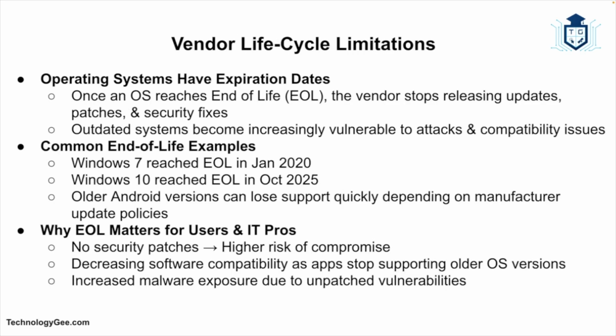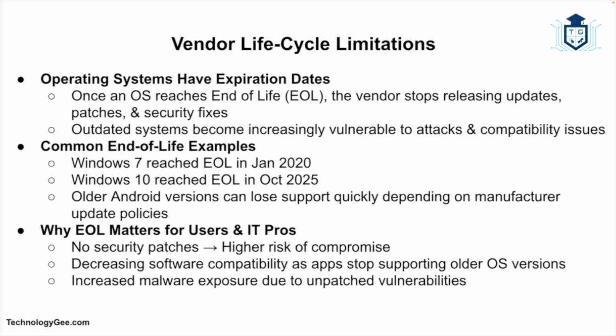All right, so let's go ahead and talk about vendor lifecycle limitations. So not all operating systems are immortal. In fact, most of them come with an expiration date. So when an operating system reaches EOL, or end of life, the vendor stops providing updates, which makes the system vulnerable to security risks. So let's talk about EOL, and some examples are Windows 7, it hit EOL back in January 2020. Windows 10 recently just reached EOL back in October 2025. And some older Android versions, they will lose support quickly depending upon the vendor.